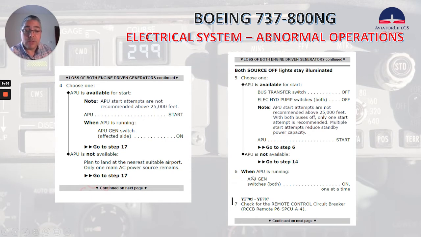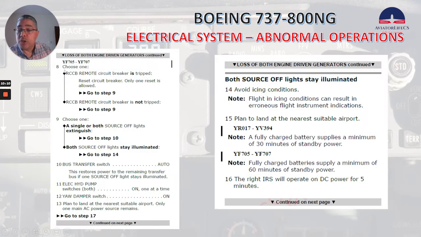Step 6 says when APU is running, APU gen switches both on, one at a time. In these models here, we check the remote control circuit breaker. We choose one. RCCB remote circuit breaker is tripped: reset circuit breaker, only one reset is allowed. Go to step 9. RCCB remote circuit breaker is not tripped: we go to step 9.